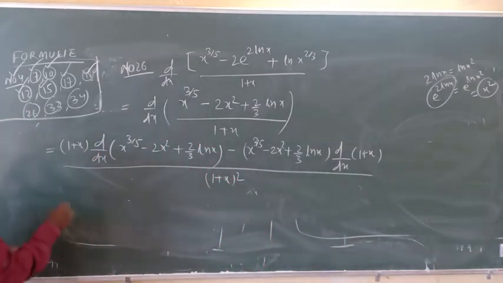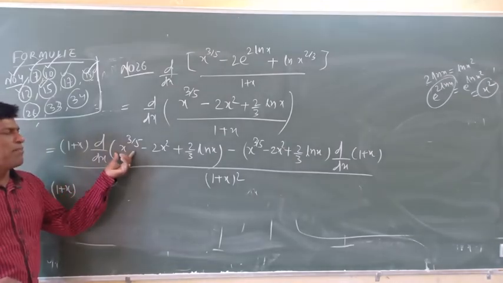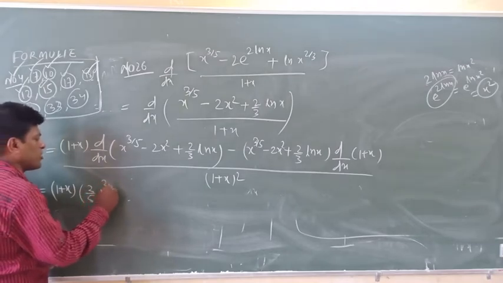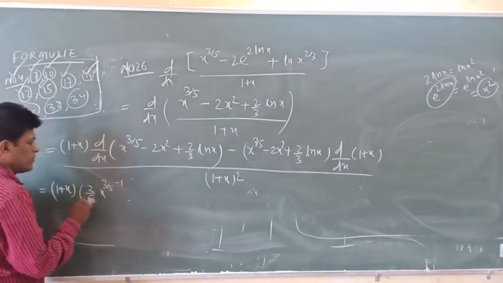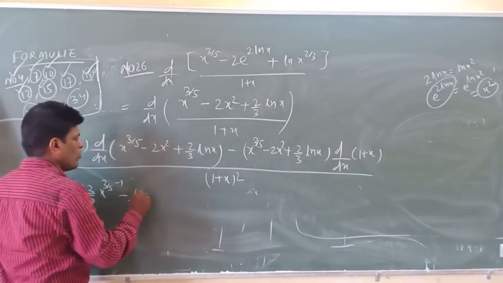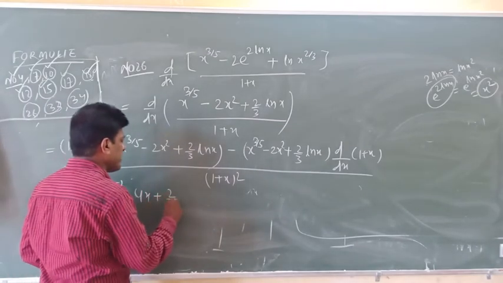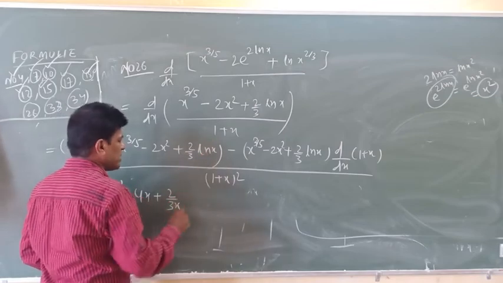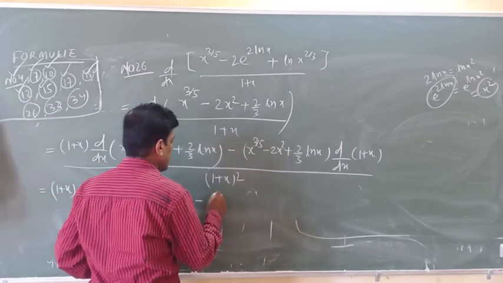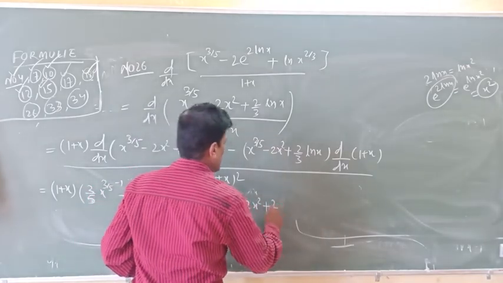You look here, 1 plus x is a constant. The derivative of x to the 3 by 5, the first term, is 3 by 5 coming to the front, x to the power 3 by 5 minus 1. Then the derivative of x square is 2x, 2 into 2x is equal to 4x, minus is used here, minus 4x, plus 2 by 3, the derivative of ln x is 1 by x, that is 2 by 3x. The derivative of the first term is completed, then going to the second term, x to the power 3 by 5 minus 2x square plus 2 by 3 ln x.